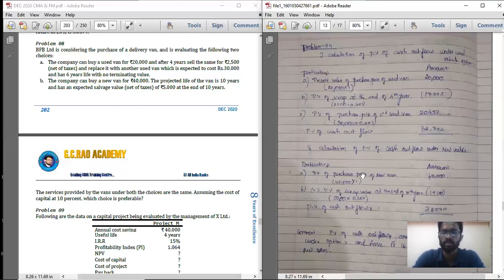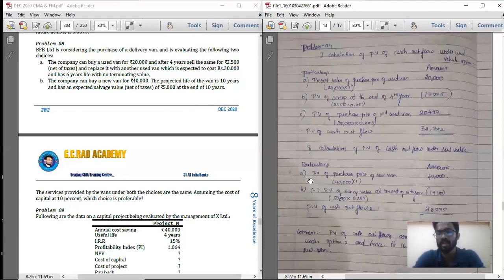So we are going to calculate the present value of cash outflow for the new vehicle. Here for the new vehicle, today you are spending 40,000 rupees. At the end of year 10, you are receiving back 5,000 rupees. So 40,000 into 1, and 5,000 into the present value factor at the rate of 10% for the 10th year. That you should multiply, because only at the end of the 10th year you are getting 5,000. If you multiply, you will get the present value of cash inflow. If you deduct it from the 40,000, you will get the present value of cash outflow.